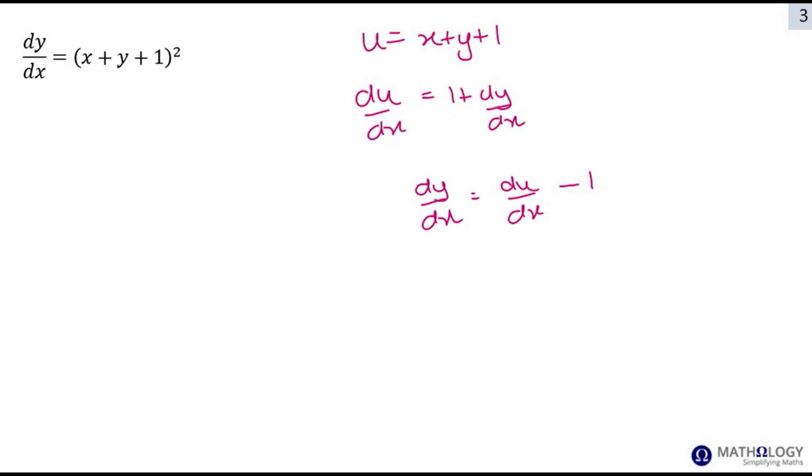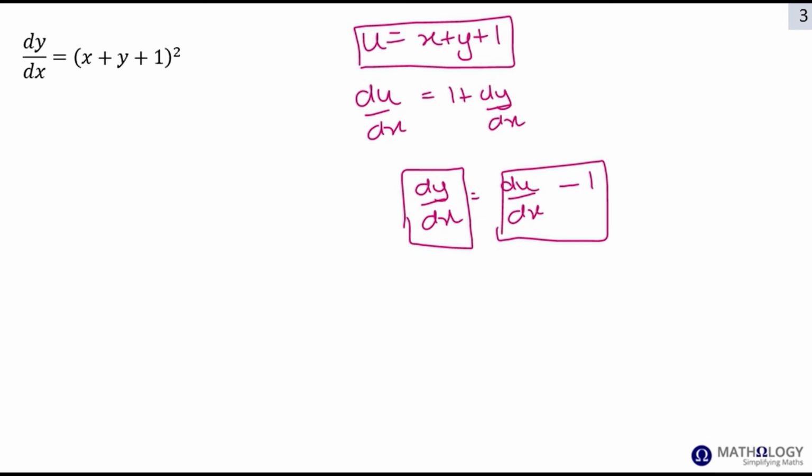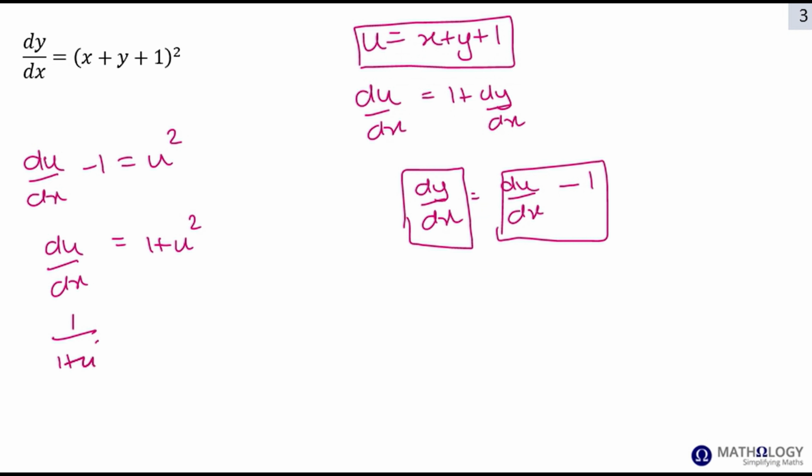And then we can sub this expression for dy dx and u into the differential equation. So we'll now have du dx minus 1 equals u squared. du dx equals 1 plus u squared. And we can just rearrange this. So we'll have 1 over 1 plus u squared du equals dx. And then we integrate both sides.